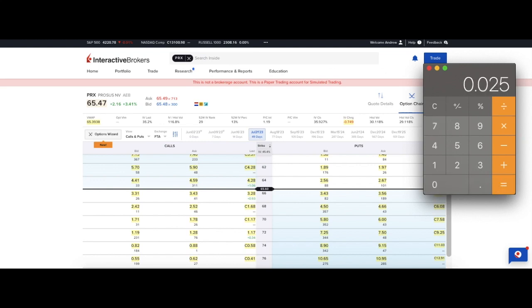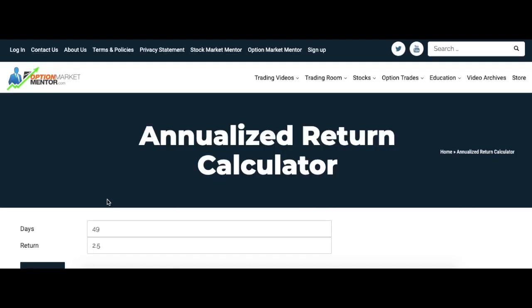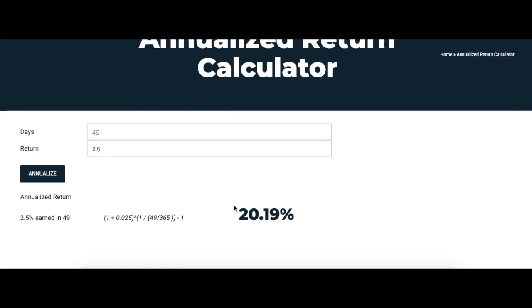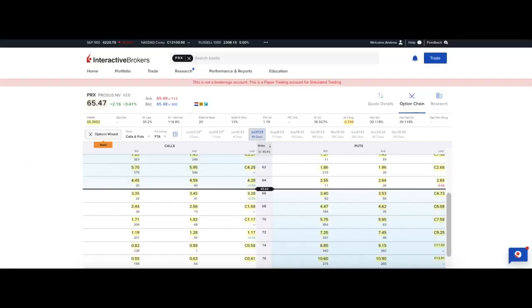So we get 2.5% in 49 days. Now we've got to try to beat this 16% number. Let's see what happens. And we do. So this is a better annualized return at 0.75 for 49 days.